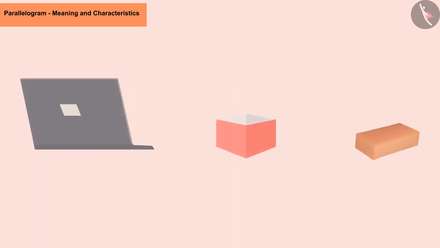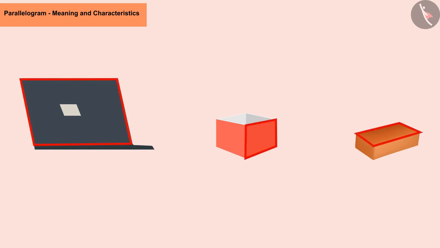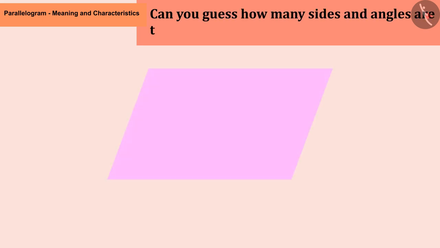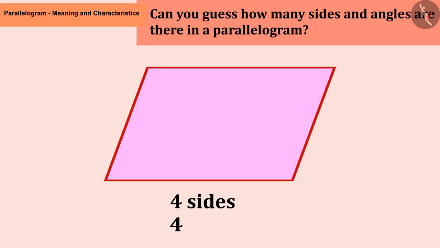Here are some examples that you might be familiar with. You can see that a parallelogram exists in all these objects. So, can you guess how many sides and angles are there in a parallelogram? Well done! Because a parallelogram is a type of quadrilateral, the parallelogram has four sides and four angles. So let's understand the parallelogram with the help of a game.